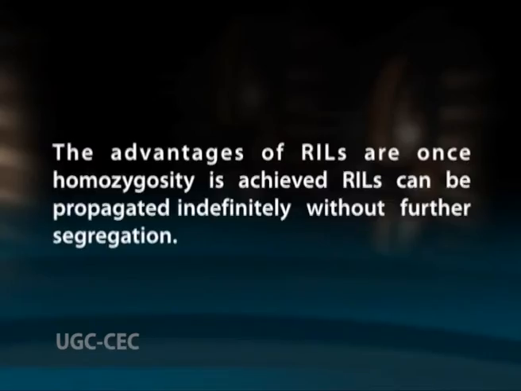The advantages of RILs are, once homozygosity is achieved, RILs can be propagated indefinitely without further segregation. Since RILs are an immortal population, they can be replicated over locations and years and are therefore of immense value in mapping QTLs. RILs obtained after several cycles of meiosis are very useful in identifying tightly linked markers.